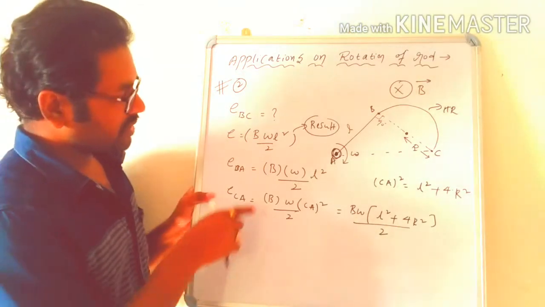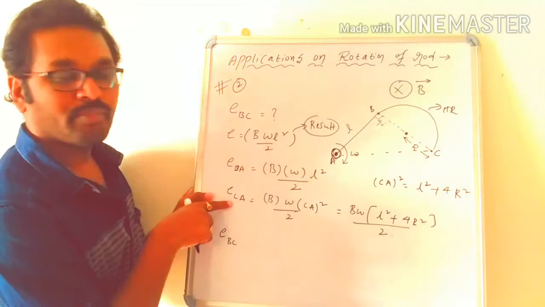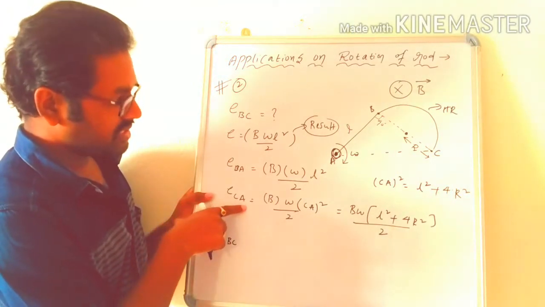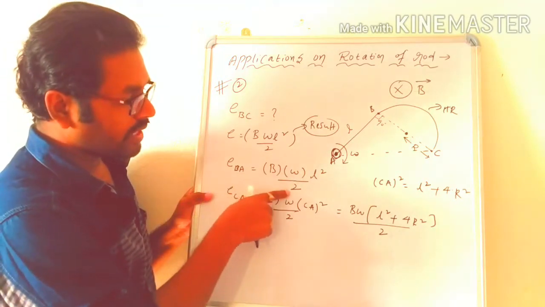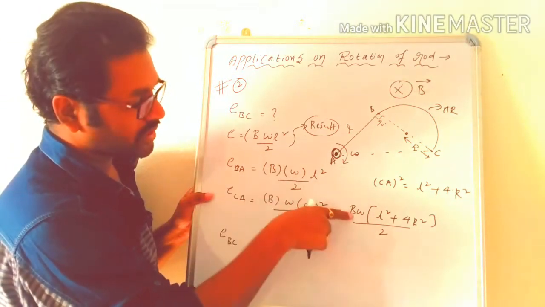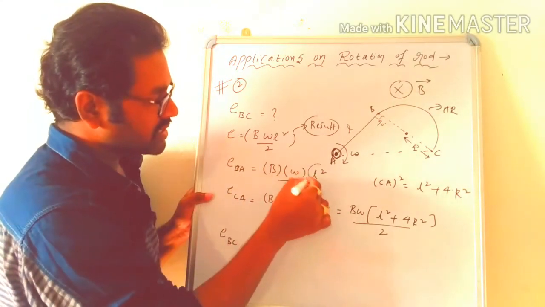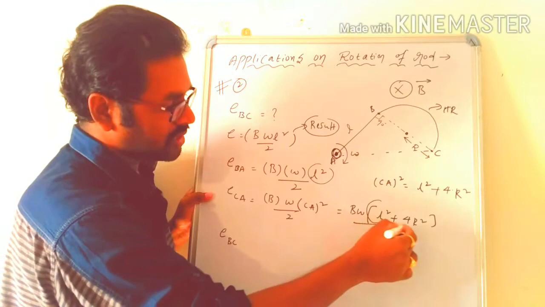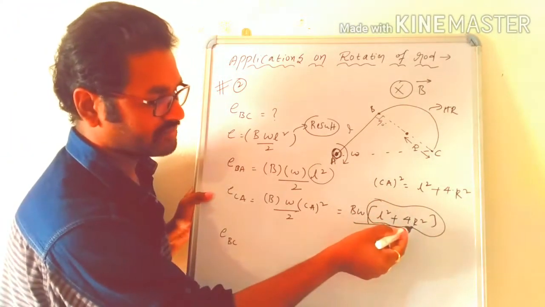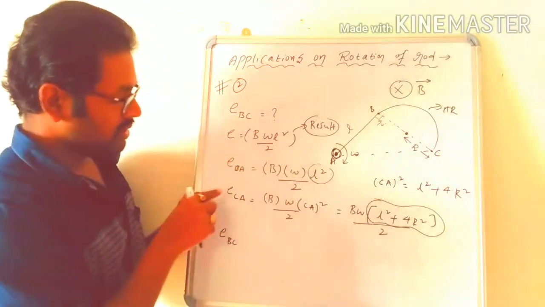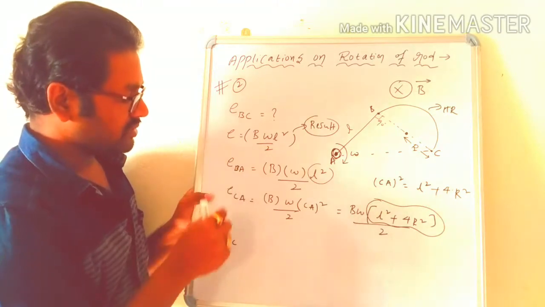There you can see clearly, comparing these two, whose EMF is more? The second part. EMF across CA is more than EMF across BA because B omega by 2 is common in both the terms. Here also B omega by 2. Here the term is L square and the second term here is L square plus 4 into R square. We added something here, which means EMF across CA is more than EMF across BA.